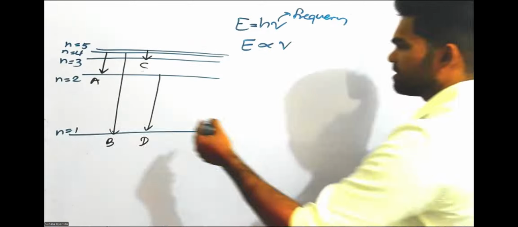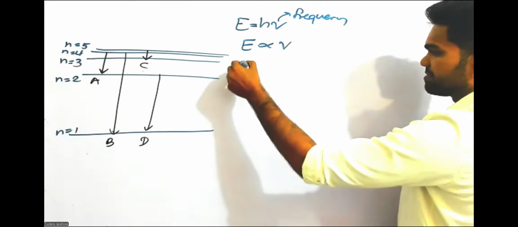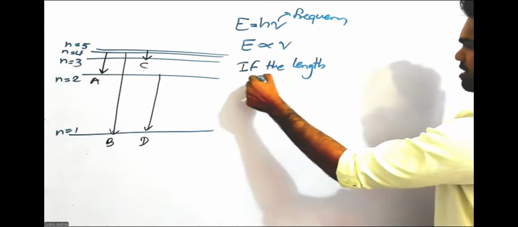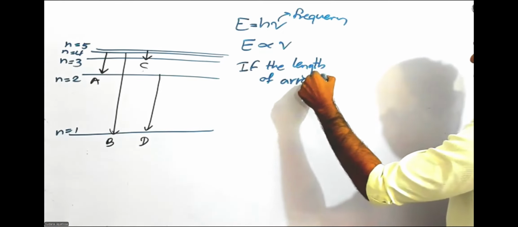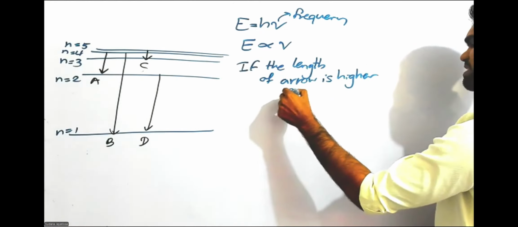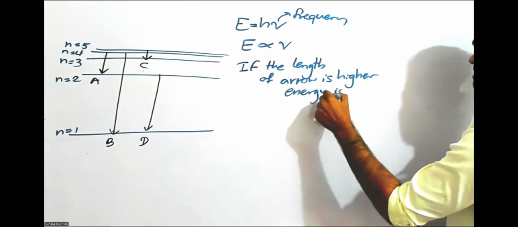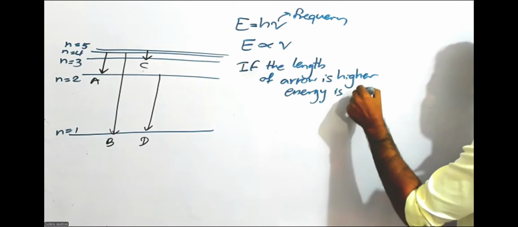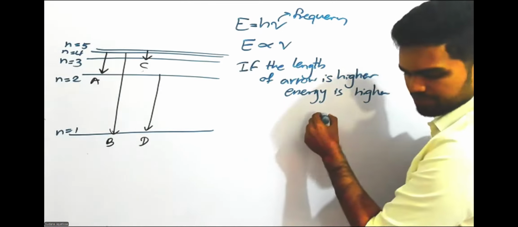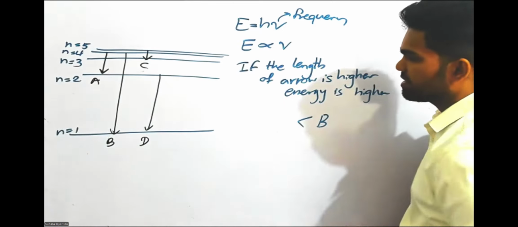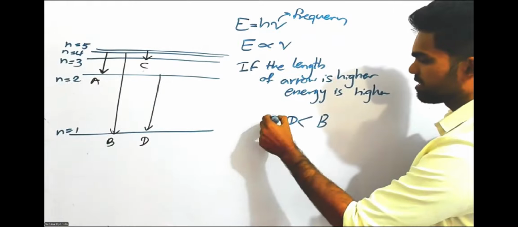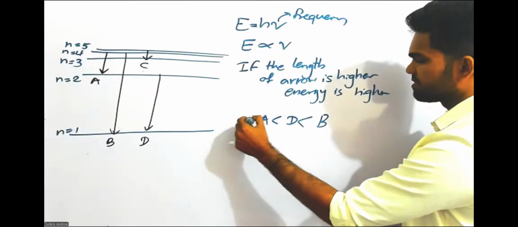So if the length of the arrow is higher, you can say the energy of that transition is higher. What is the longest arrow we can see here? From 4 to 1, B. Then you have a little bit shorter arrow, D. Then you have A, and finally C.